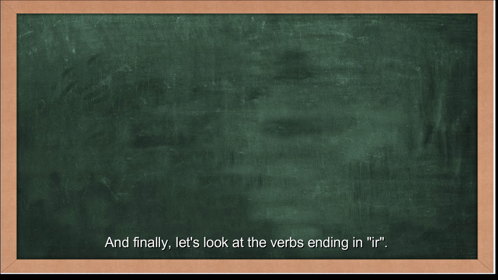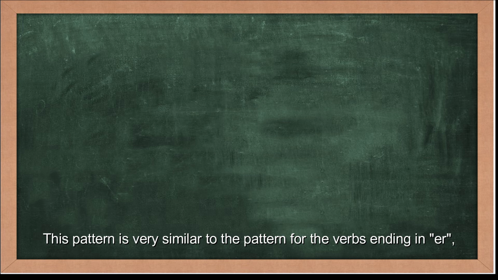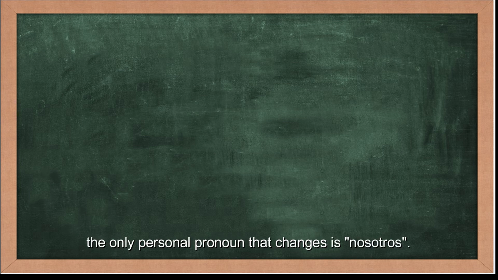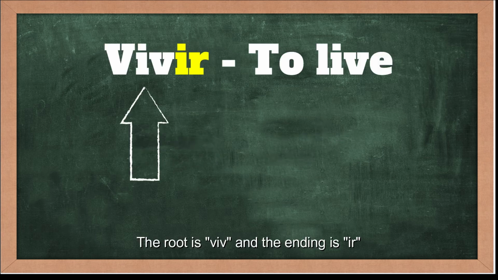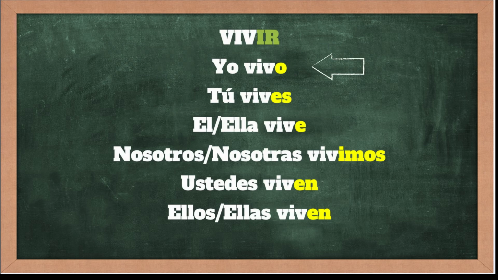And finally, let's look at the verbs ending in ir. This pattern is very similar to the pattern for the verbs ending in er, but it's not exactly the same. The only personal pronoun that changes is nosotros. Vivir. The root is viv and the ending is ir. We have yo vivo. Tú vives. Él or ella vive.